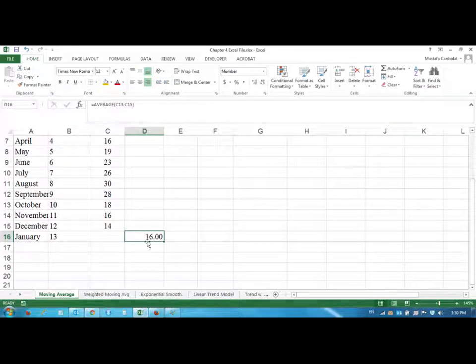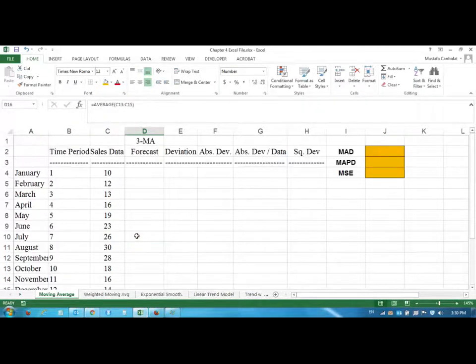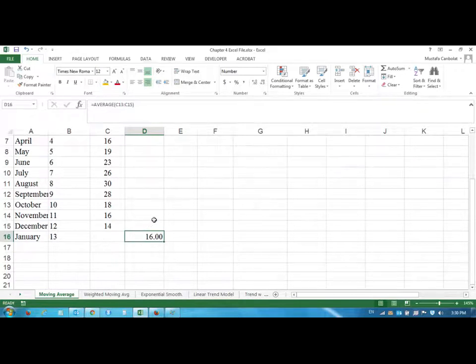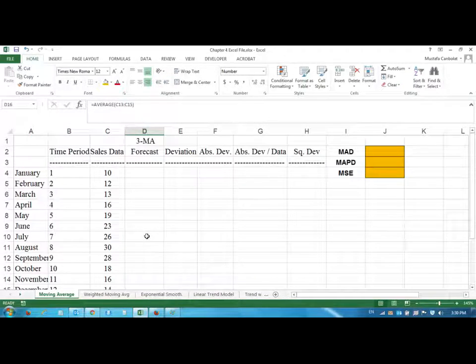And is this a good number, and is there a better forecasting method? In order to say that, we have to use a number of different forecasting methods, and then we have to choose the one that has the smallest error. And we have a number of error measures to use: MAD, MAPD, and MSE, and you are going to see them in your textbook. And here we are going to just describe how to calculate them.